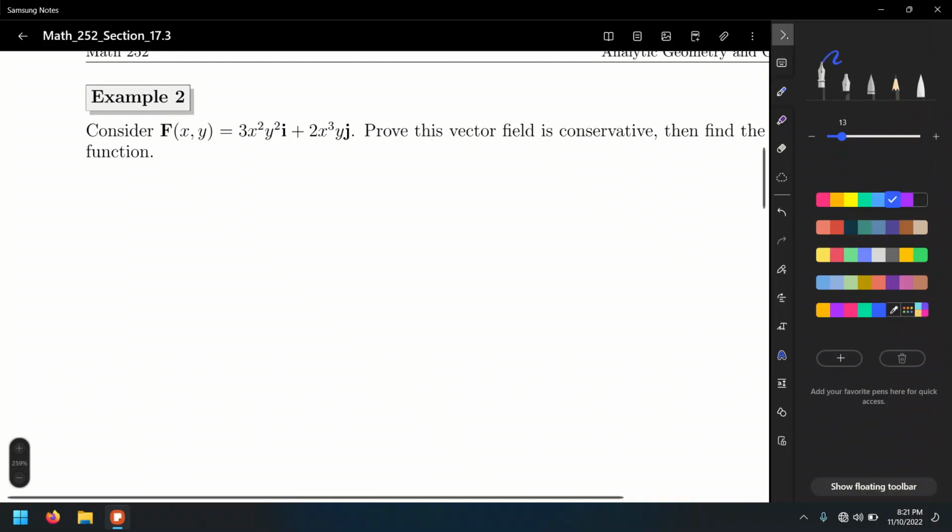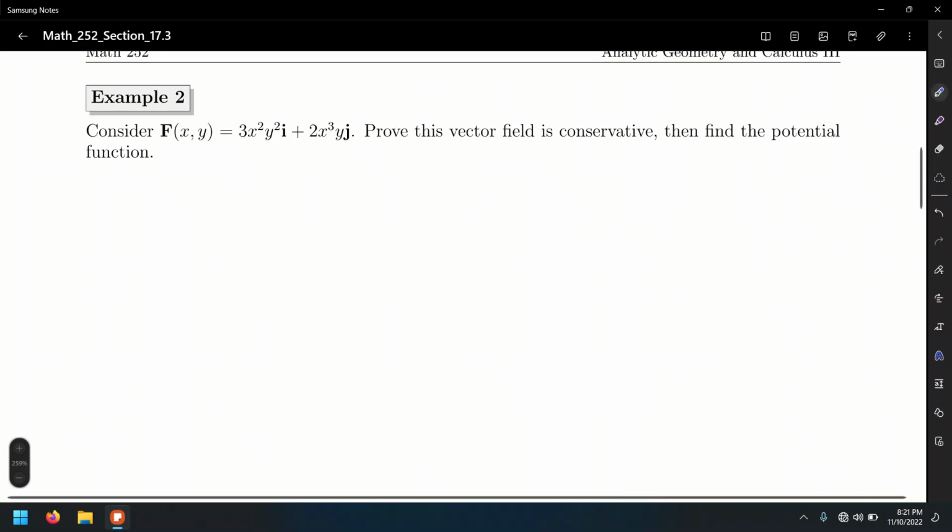Well, to prove that the vector field is conservative, all we need to do is make sure that the partial derivative of f with respect to y is equal to the partial derivative of g with respect to x. So that is f sub y equals g sub x. Okay, so let's find the partial derivative of f with respect to y. That's going to be 2 times 3, which is 6x squared y. Do we agree?